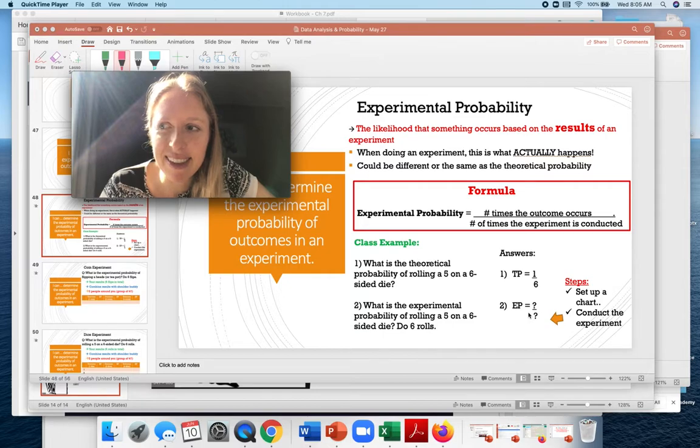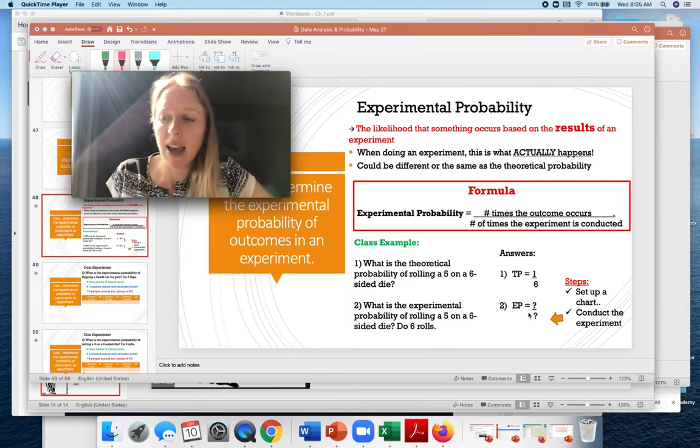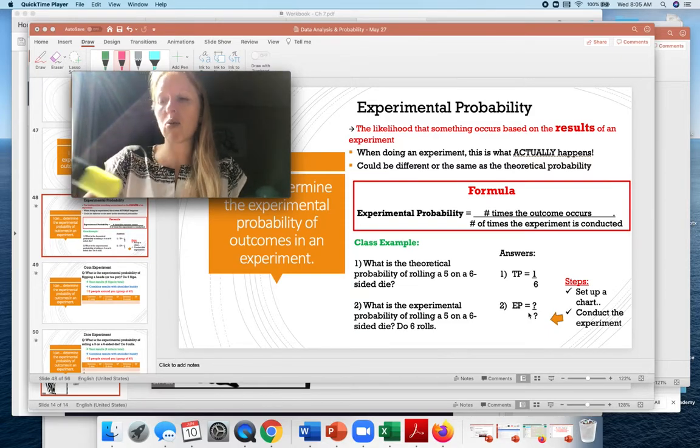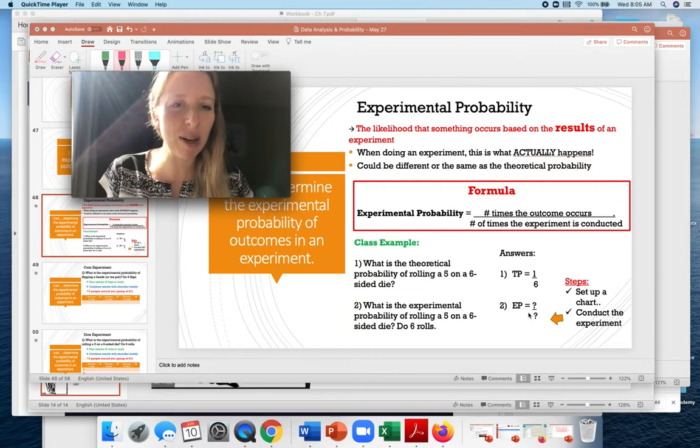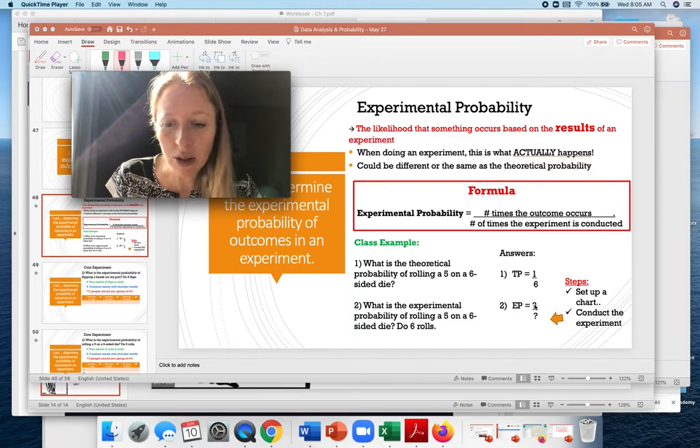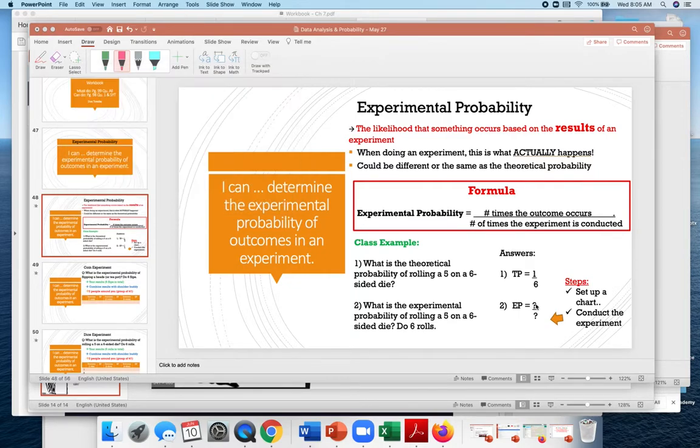I don't have anything that I can roll because I don't have a dice with me. But if you did, you could do it. I'm just going to say that I'm rolling my highlighter, and I guess there aren't 6 sides, that doesn't really work. Okay, I'm just going to make it up. Say hypothetically, I rolled a 5 twice. That could happen, sure. And what would be on the bottom? What would my denominator be?